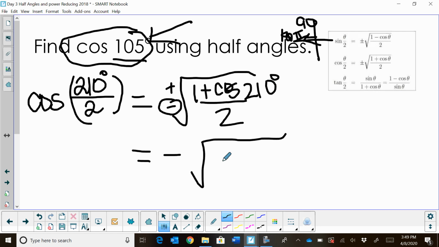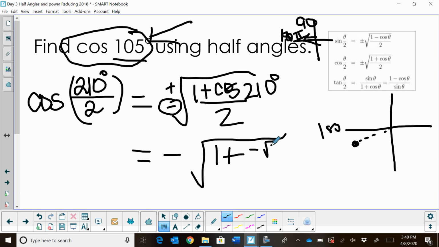So this is negative square root. Let's go ahead and evaluate cosine at 210. So cosine at 210 is going to be, let's see, here's 180, and 210 is going to fall right here. Well, that's going to be a negative square root of 3 all over 2, all over this value 2. So I'm going to bring that 2 down.